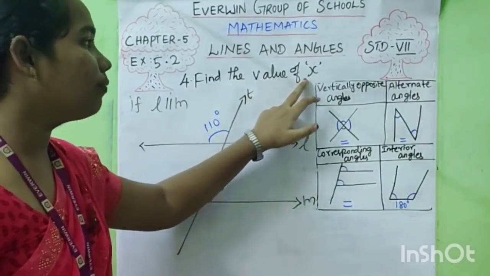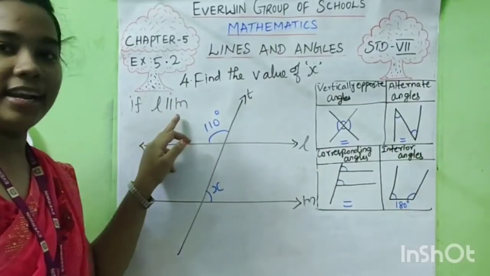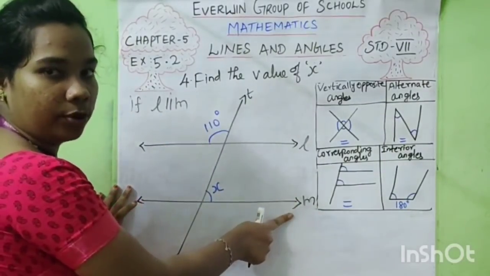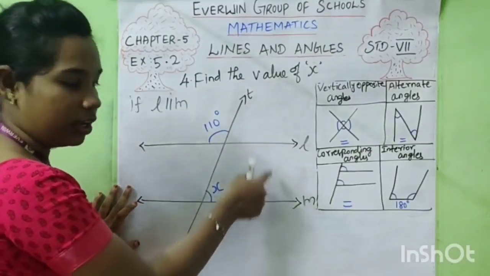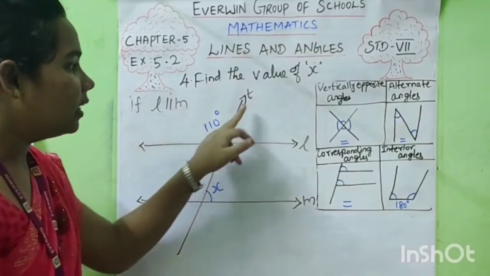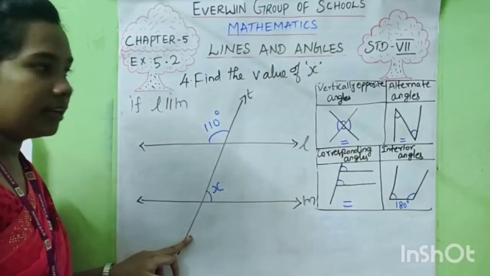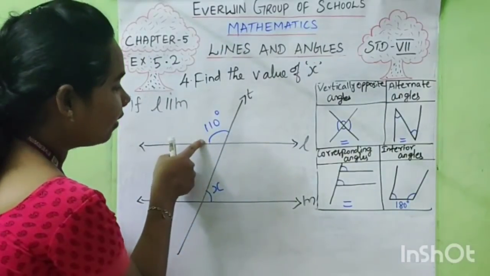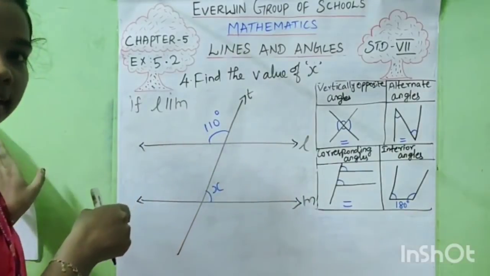Next, fourth problem. Find the value of X if L is parallel to M. They have given L is parallel to M. These two lines are parallel and this is our transversal, right? And we should find this X. Here they have given this angle is 110 degrees.